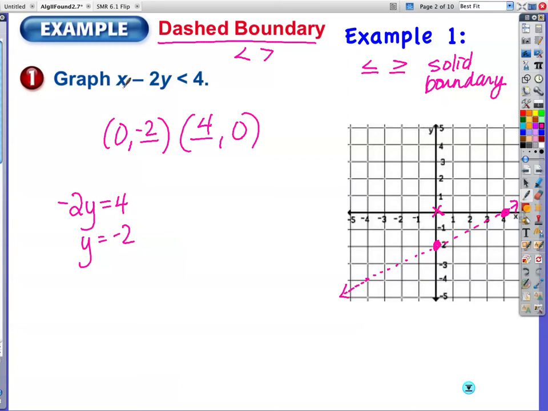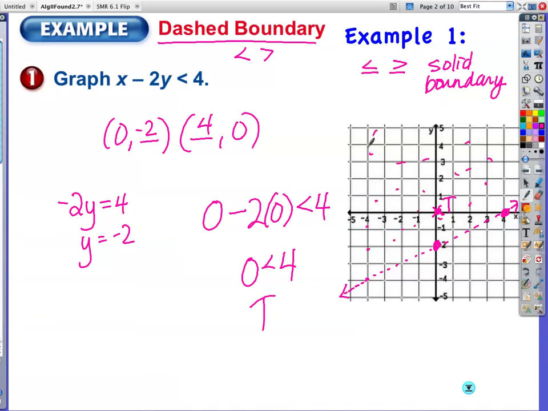So I put 0 in for x, I put 0 in for y, so minus 2 times 0, and I'm going to find out if that is less than 4. Well, 0 minus 0 is 0. 0 less than 4, well, that's a true statement. If that's a true statement, then this point right here is true. And granted, we could try lots and lots of points, but all the points on this side of the dotted line are true. All of these down here would be false.